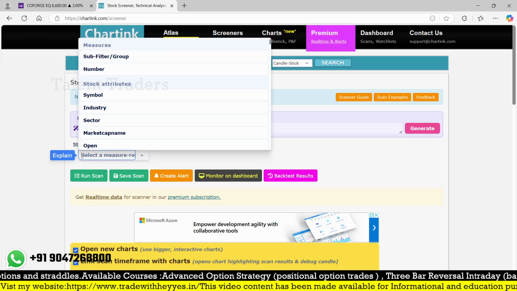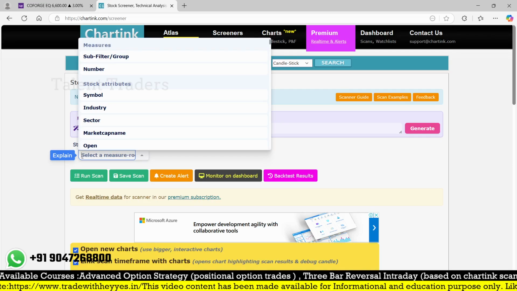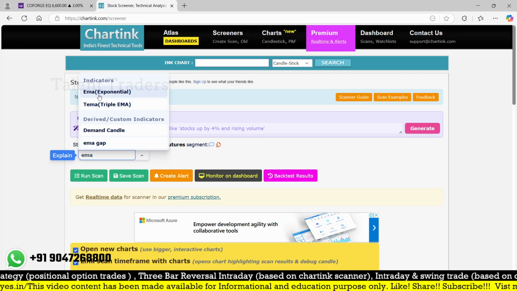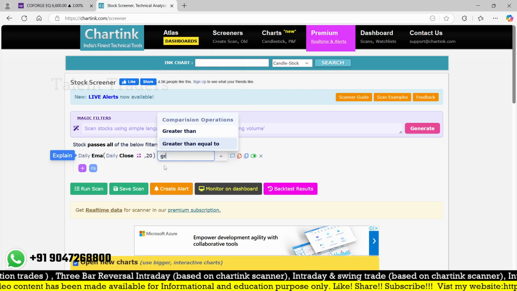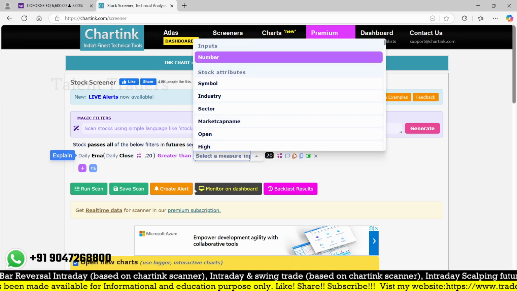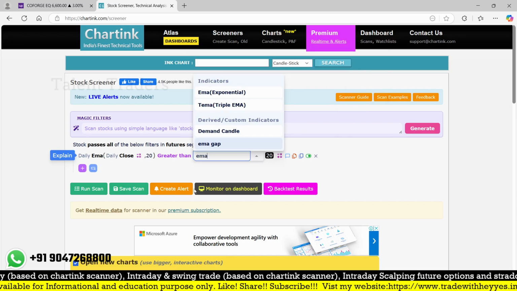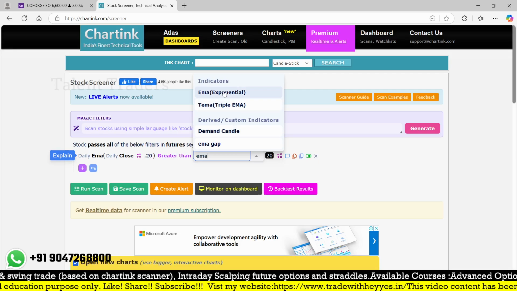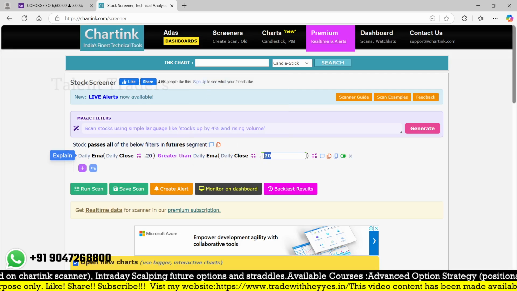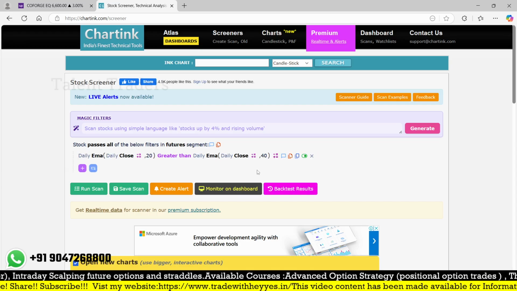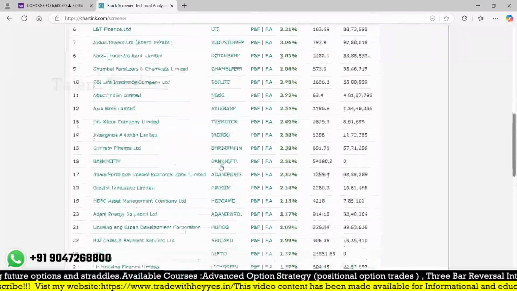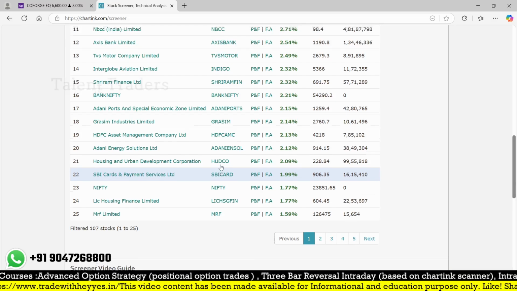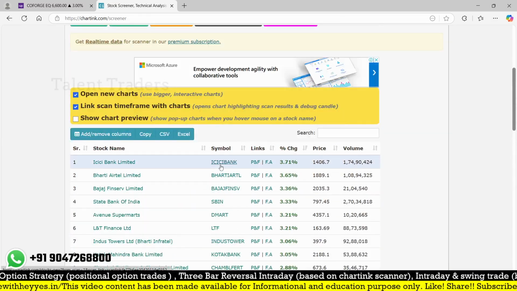So what I'm thinking is EMA 20, the exponential moving average of 20. In this case, I'm just using greater than. If you use greater than, you will get a lot of stocks. For example, I'm talking about the daily basis. If you look for a crossover, you find only the stocks that crossed on that particular day. But if it is greater than, many stocks would be there.